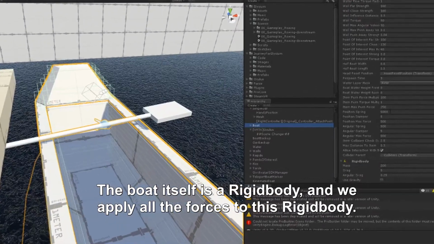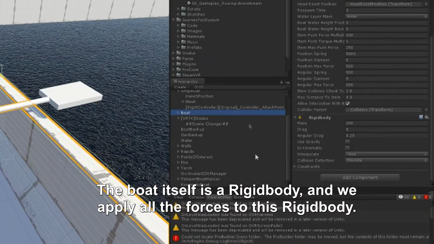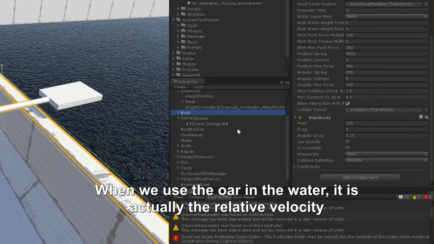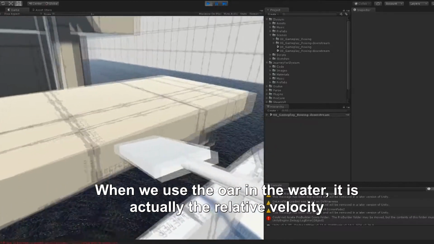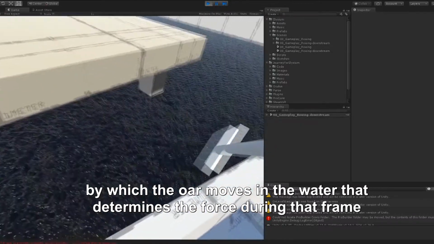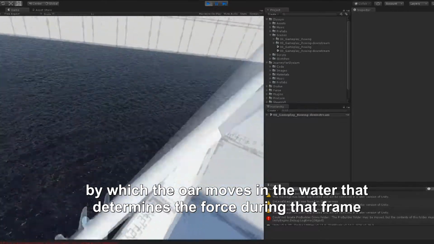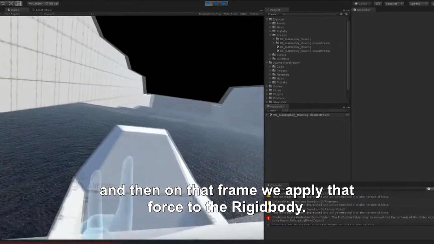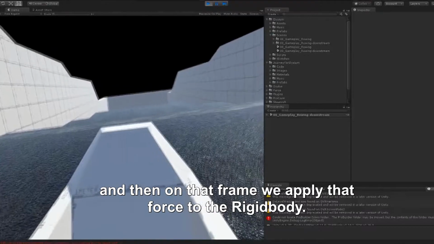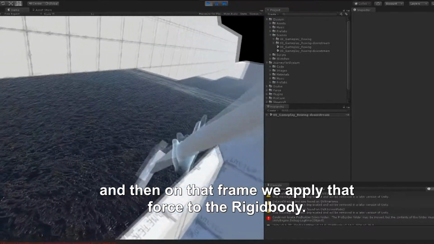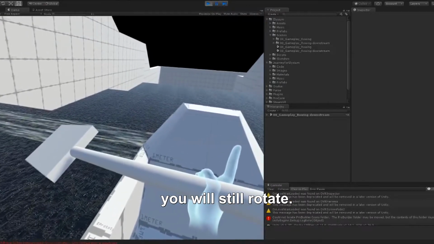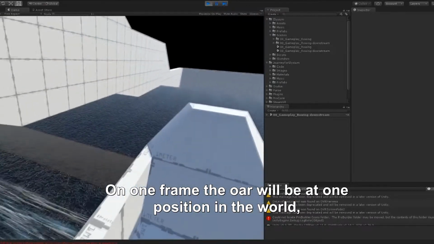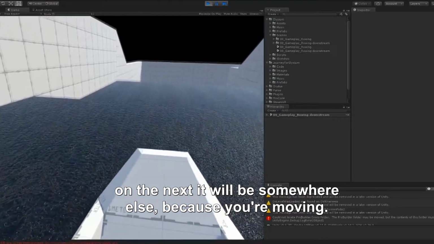The boat itself is a rigid body, and we apply all the forces on this rigid body. When we use the oar in the water, it is actually the relative velocity by which the oar moves in the water that determines the force on that frame, and then in that frame we apply that force to the rigid body relative to the water. So if the boat is moving forward and you put your oar in the water, you will still rotate. And one frame the oar will be at one position in the world, and the next frame it will be somewhere else because you're moving.